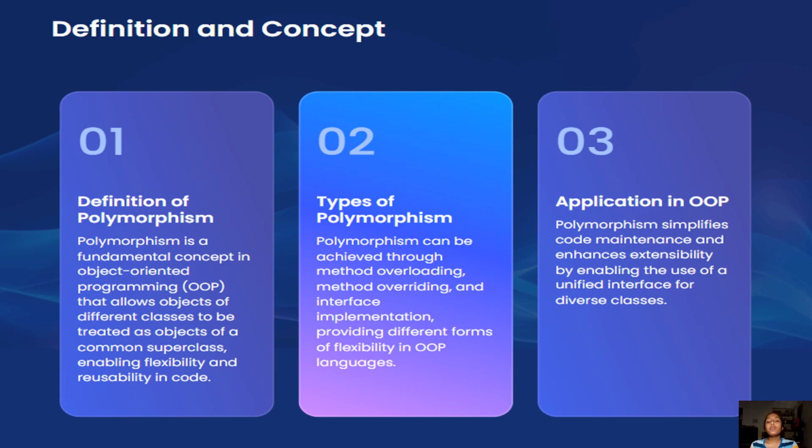So, types of polymorphism. Polymorphism can be achieved through method overloading, method overriding and interface implementation, providing different forms of flexibility in OOP languages. Application is that polymorphism simplifies code maintenance and enhances extensibility by enhancing the use of a unified interface for diverse classes.